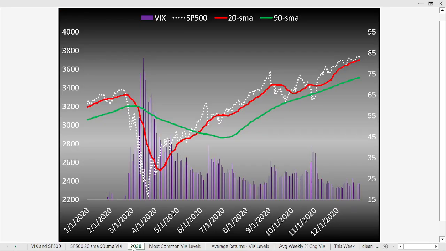We go to 2020, after that big stock market crash, March 2020, the purple line shows us here the VIX came down to the 30 level, then 20, and then really for a long time, 15 to 20, in this range for quite a long period of time. And during that period of time, the white dotted line, the S&P 500, was above its 20 simple moving average, above its 90 simple moving average. It moved higher for a long period of time.